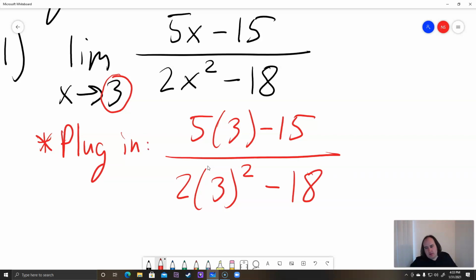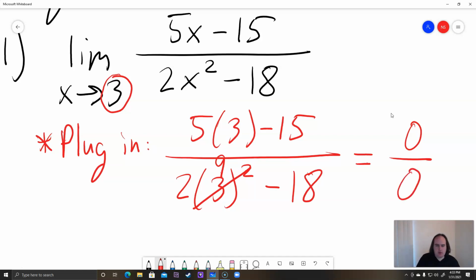And that should be familiar, hopefully, from Calculus 1. That's the first thing you do when you're finding a limit. It's called substitution. You just substitute the value of the limit in there and see what it gives you. So if we do that here, on the top, we're going to have 5 times 3 is 15 minus 15, which is 0 on the top. And then on the bottom, 2 times 9 is 18. So 18 minus 18 is also 0 on the bottom.